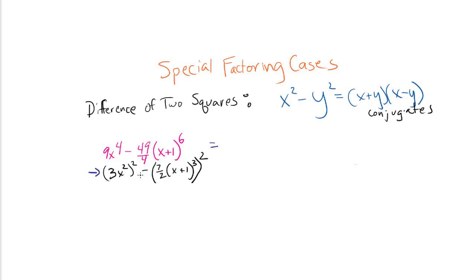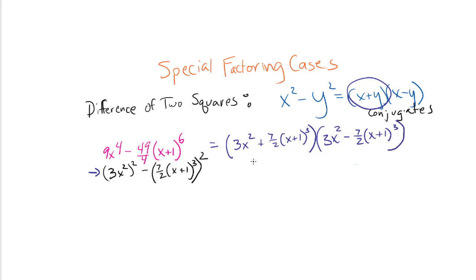Now they may not look as simple as x plus y, x minus y, but they really are. It's 3x squared that's being squared. I'm going to add that to the 7 halves x plus 1 quantity cubed. That is essentially my x plus y. And I multiply that by 3x squared, the first thing being squared, minus the second thing being squared, 7 halves times quantity x plus 1 being cubed. That is the breakout into the two conjugates, x plus y times x minus y. A bit messier and complicated, but it is a difference of two squares and can be factored as such.